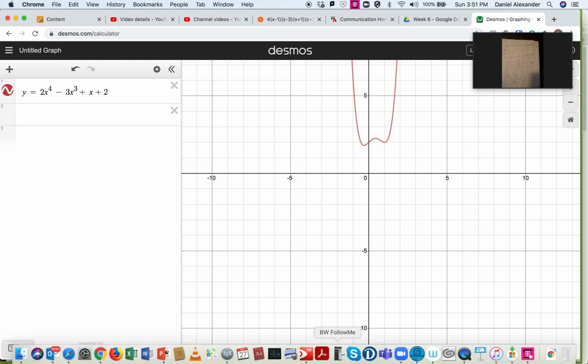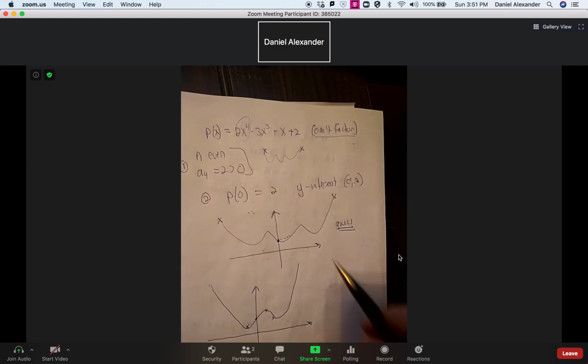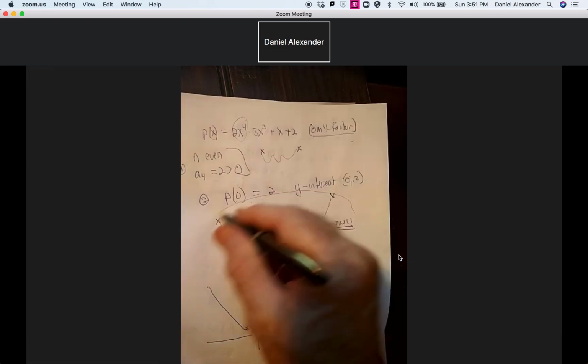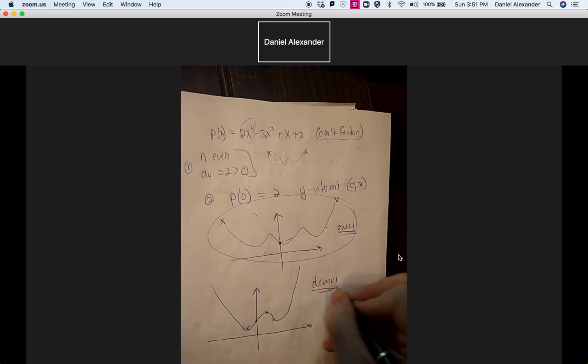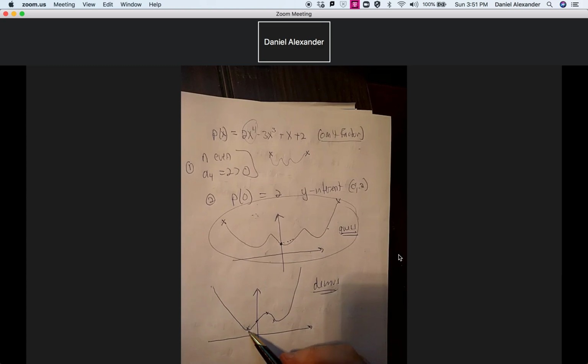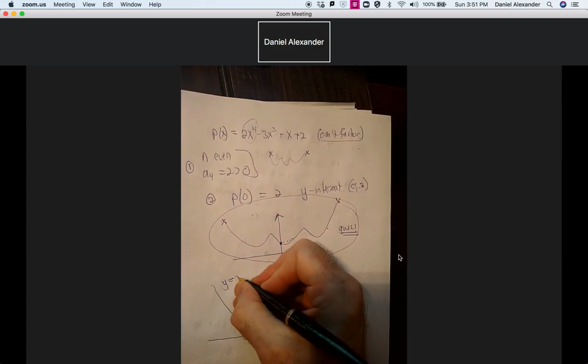Okay, so I'm going to stop the share and we'll go back and look at the graph and that'll be it. So here was my guess. Here's Desmos, not too far off, pretty close. But again, I needed the Desmos to get the details. So this is my sketch of this graph.